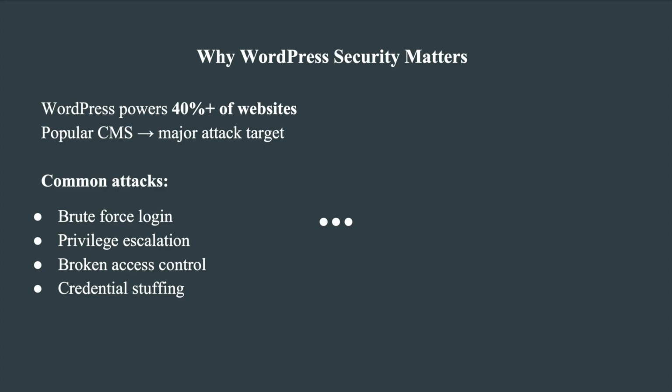Another attack is privilege escalation, where a low-privileged user gains administrative access due to a vulnerability. We also see broken access control, where an unauthorized user can access restricted resources. Credential stuffing occurs when attackers use leaked credentials from other data breaches to log into WordPress accounts.